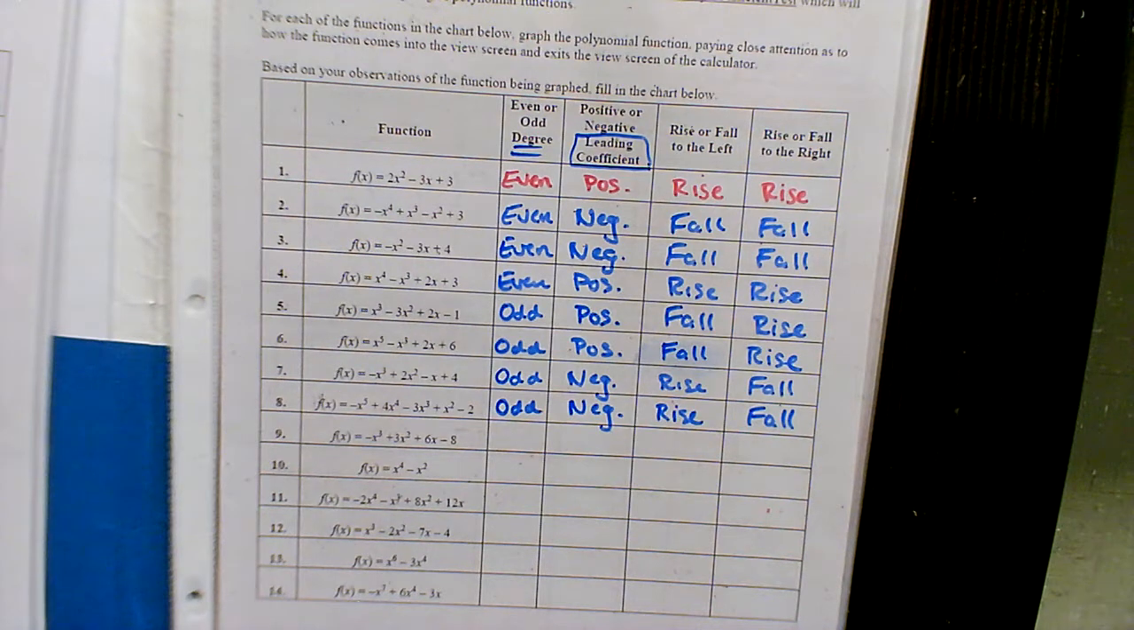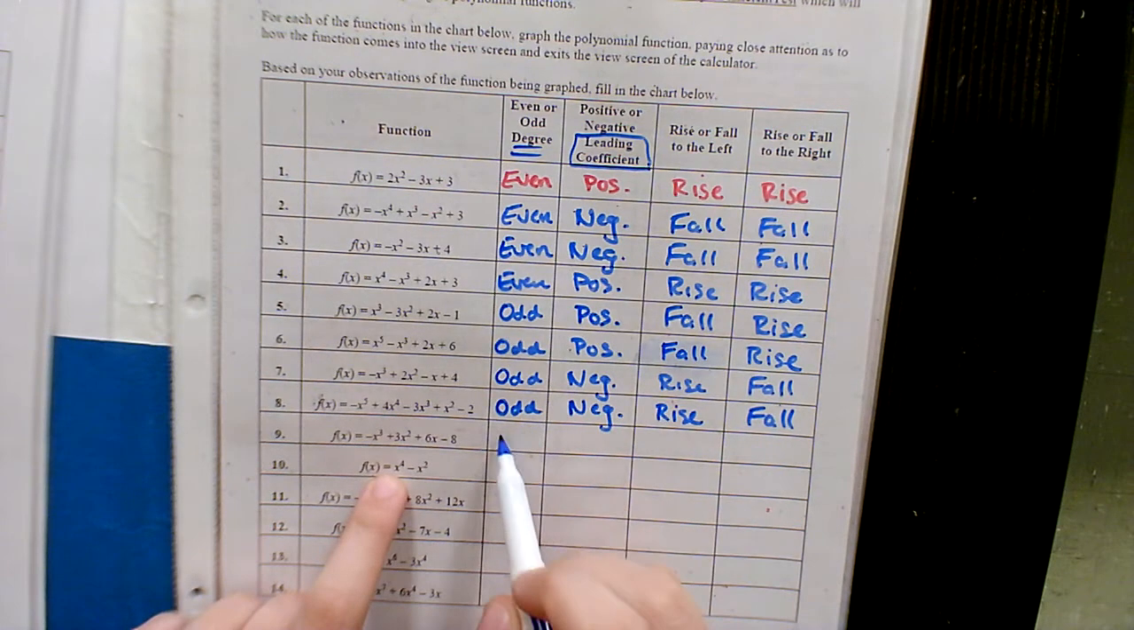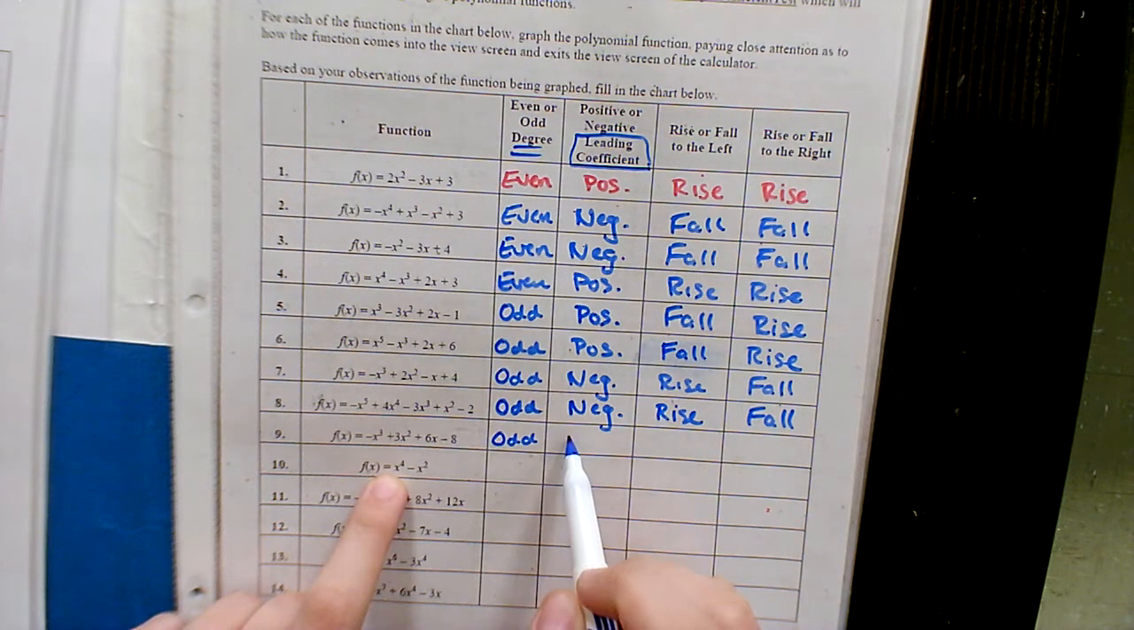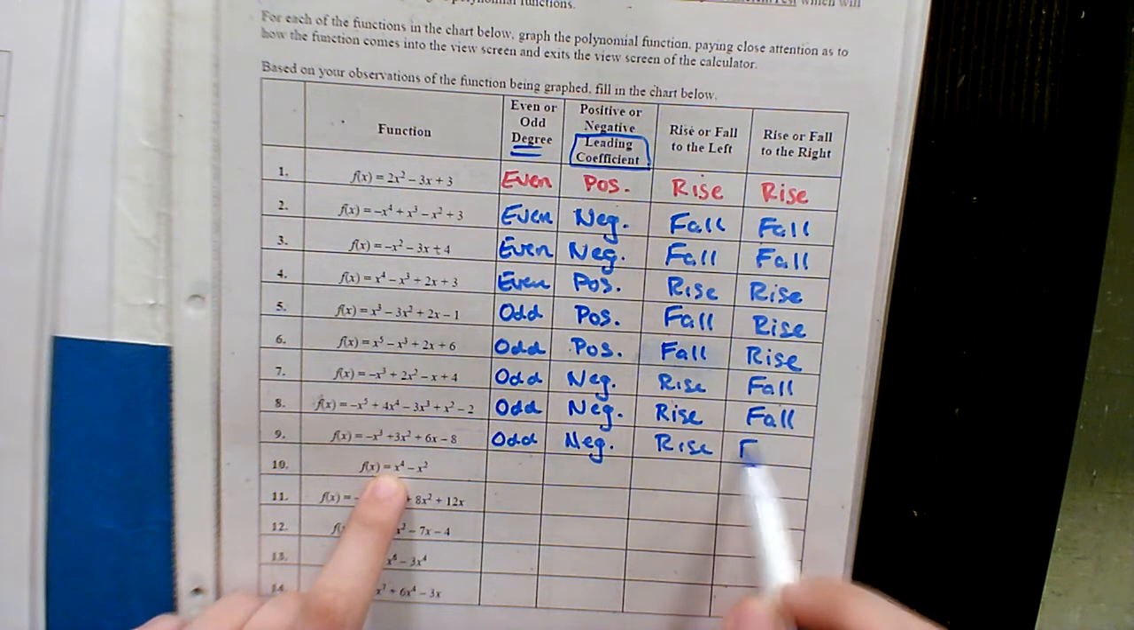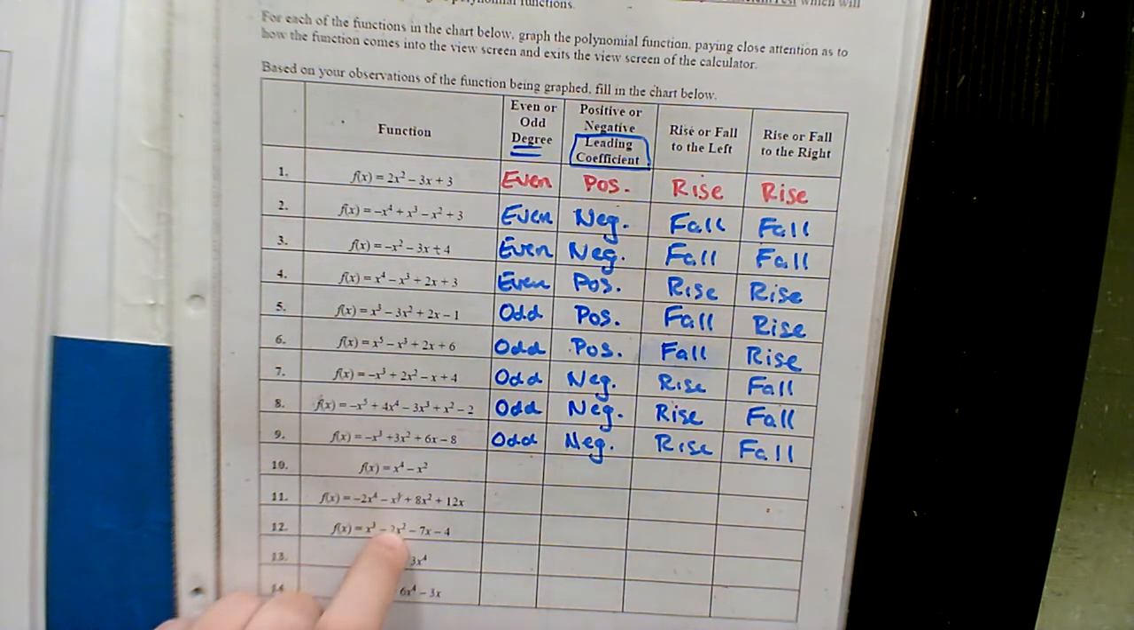Did anybody get 9? Good, Marie? Okay. Yep. Rise and fall. Looks good. Okay. And did you guys have to do 10 as well? Did anyone able to get 10? You want to go to Marie? Even degree. Okay. Constant coefficient. Yep. Rise, rise. Good.